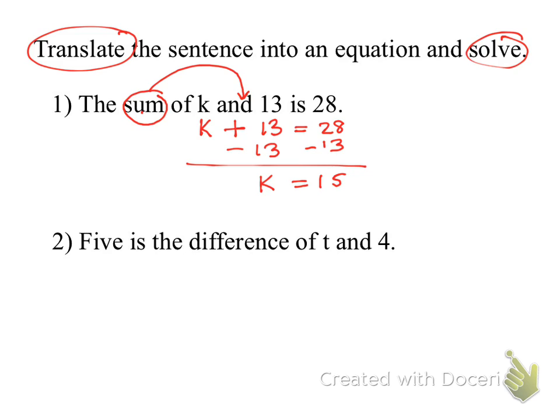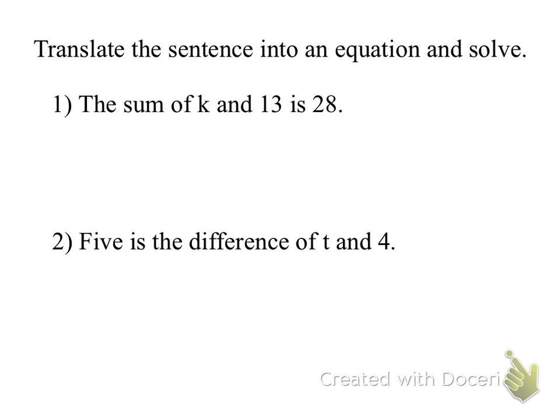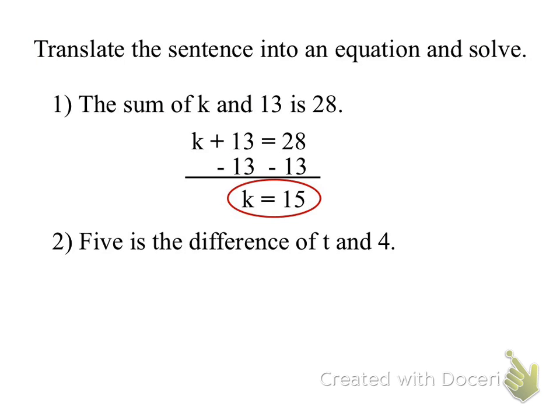Pause the recording. Okay, so let's check our work. And then we should have 5 equals t minus 4. So when I see the difference, I send that minus sign to the "and." What comes before it, what comes after it. Everybody's clear? Adding 4, and you should have got 9 equals t, or t equals 9, at the end.